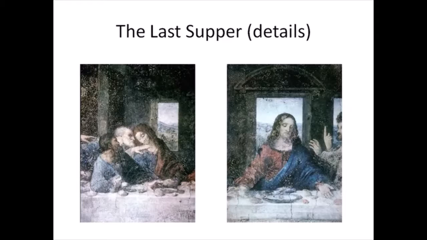Well, Christ responds to the apostles going, well, who is it? Who is it? By saying, it is he who dips his hand with me into the same dish. Well, look at the hand of Judas that is extended, and it's reaching towards a dish. And then if you look just towards the right-hand side of the dish, you can see the extended arm of Christ. There's a larger detail of it on the right-hand side. They are both reaching for the same dish.